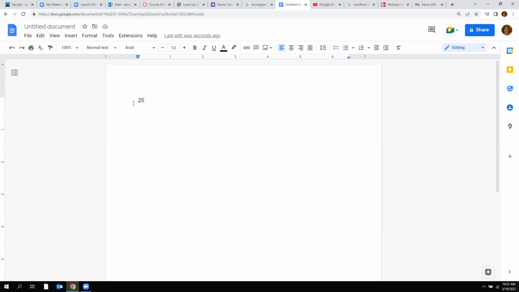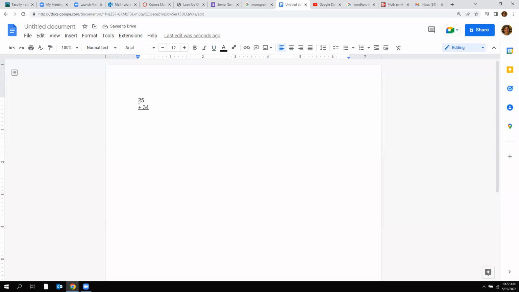So I type 25, and then I do shift enter to go to the next line, but I don't want to skip a line. I don't want it to be double spaced. And then I want to write plus 34. So I choose this option, underline, and I write plus 34.